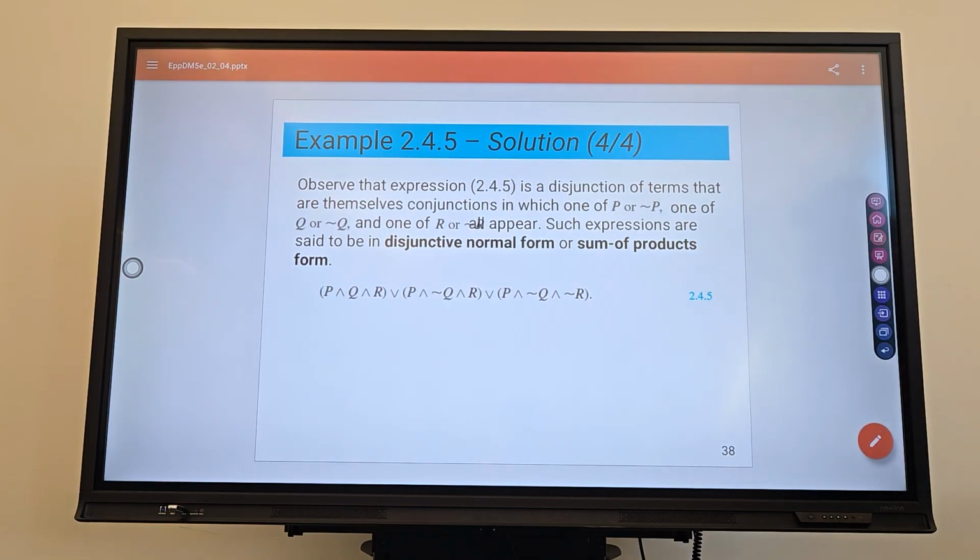And observe that the expression is a disjunction of terms that are themselves conjunctions in which one of P or not P, one of Q or not Q, and one of R and not R all appear. Such expressions are said to be in disjunctive normal form, or sum of products.